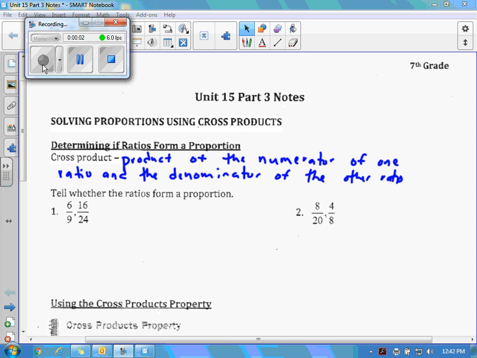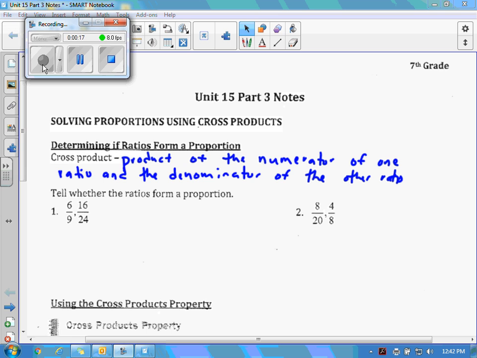In Unit 15, Part 3, we're going to look at solving proportions using cross products. If you remember in Part 2, we looked at the first two ways to solve proportions. One was equivalent ratios, one was using algebra. So now we're going to do it with cross products.